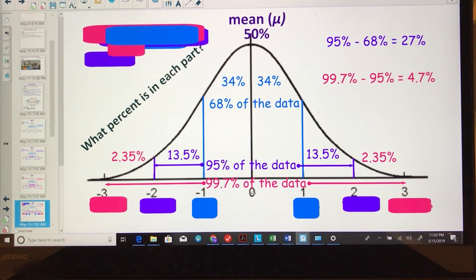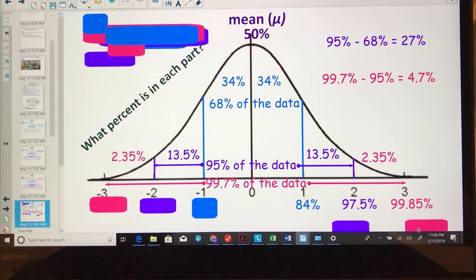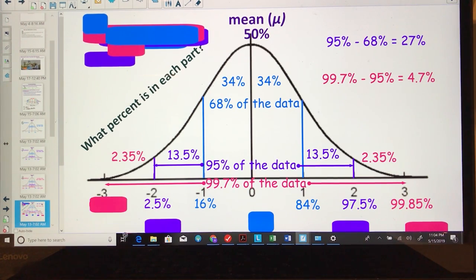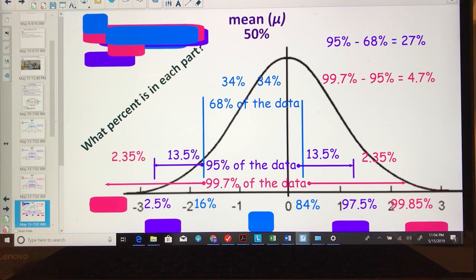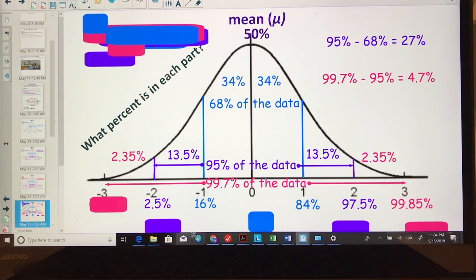And then finally, if you look here, this is 50%. You add your 34%, that's how you get 84. You add a 13.5%, that's how you get your 97.5. Add your 2.3%, that's how you get your 99.85. Similarly, but subtracting, if this is 50% and you subtract off 34%, you're at 16%. If you subtract off 13.5, you're at 2.5. If you subtract off your 2.35, you're at 0.15. So that's where all of those numbers come from.